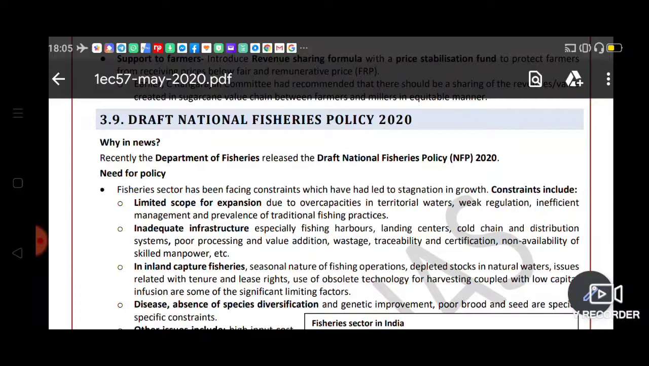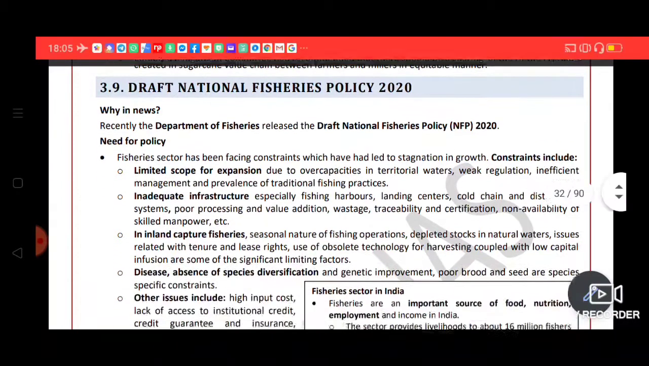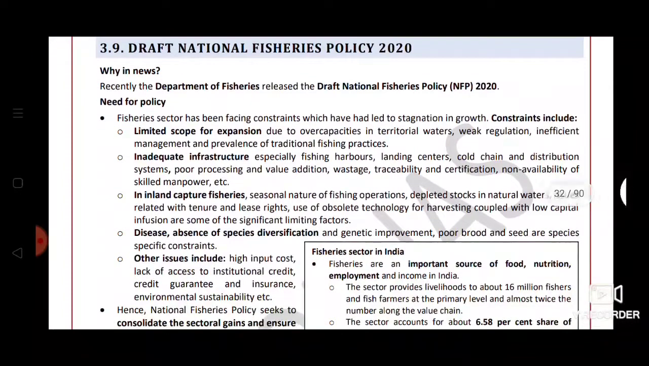Then the third constraint is inland capture fisheries. Seasonal nature of fishing operations, depleted stocks in natural waters, issues related with tenure and lease rights, obsolete technology for harvesting coupled with low capital infusion are some of the significant limiting factors. So we have seen limited scope for expansion, inadequate infrastructure, inland capture fisheries, disease, absence of species diversification, and finally others which include high input cost, lack of access to institutional credit, credit guarantee and insurance, and environment sustainability.